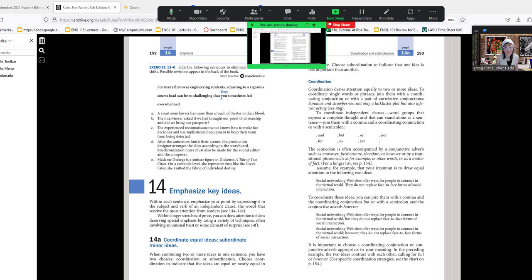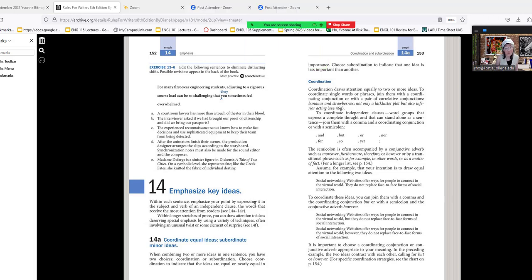Emphasize key ideas. Within each sentence, emphasize your point by expressing it in the subject and verb of an independent clause, the words that receive the most attention from the reader. Within longer stretches of prose, you can draw attention to ideas deserving special emphasis by using a variety of techniques, often involving an unusual twist or some element of surprise.